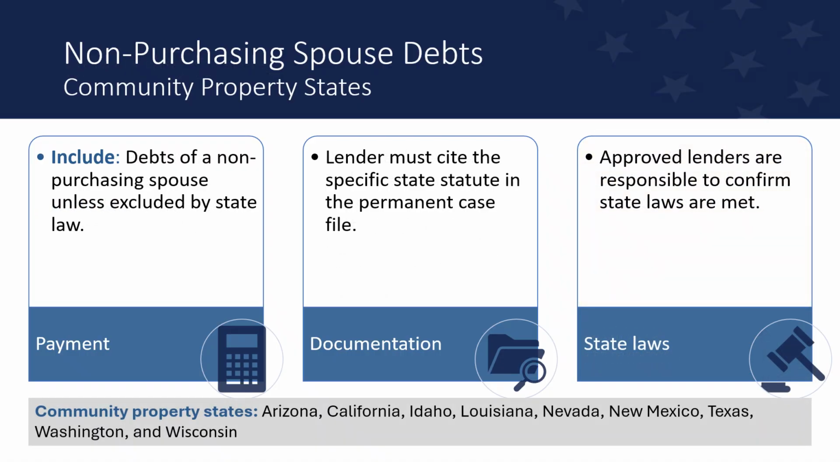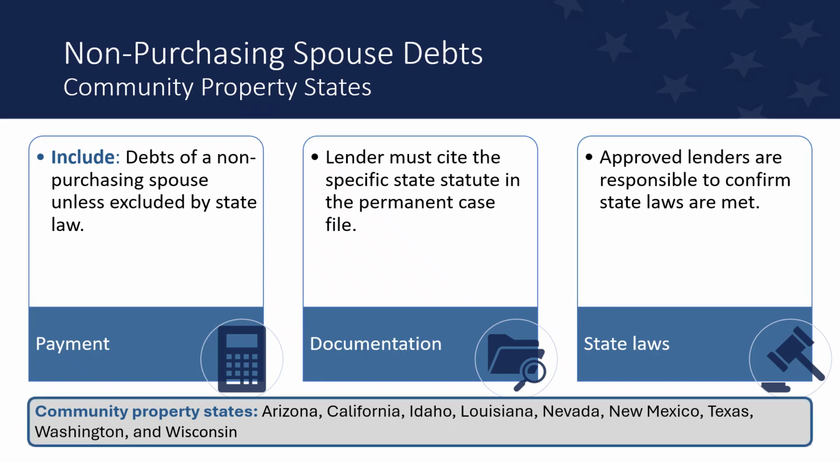When applicants are purchasing in a community property state, debts of a non-purchasing spouse must be included unless excluded by state law. The lender must cite the specific state statute in the permanent case file. Approved lenders are responsible to confirm state laws are met. Community property states include Arizona, California, Idaho, Louisiana, Nevada, New Mexico, Texas, Washington, and Wisconsin.